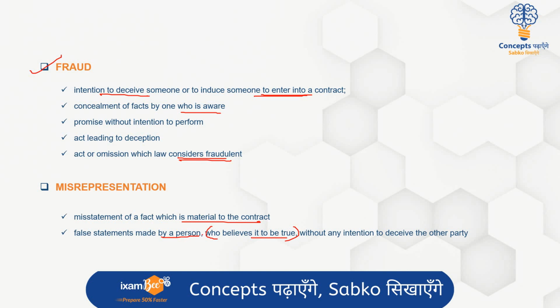The particular false statement which I am making is actually true to the best of my knowledge, and so I am not considering that it is a false statement being made by me, and so there is no intention to deceive the other party. And when I am giving a false statement which I believe to be true, I have no intention to deceive the other party, so we will call it misrepresentation. Consent obtained by misrepresentation is voidable or avoidable, you can understand, which can be avoided by the party.